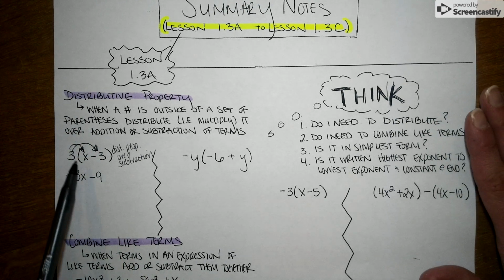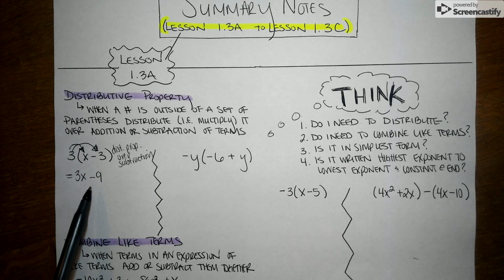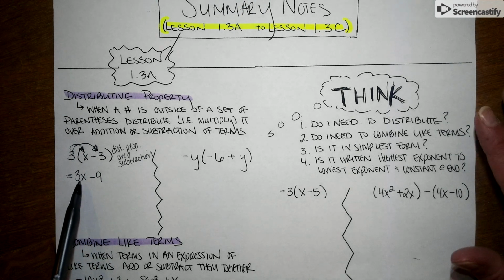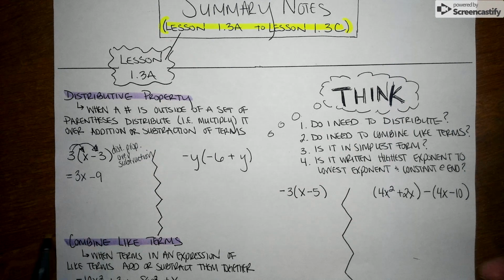So now when I look at my expression, I can see that I have two total terms. I have a 3x and a -9. And to me, neither of these two terms have anything in common. So this is my simplest form, or technically this is my solution.